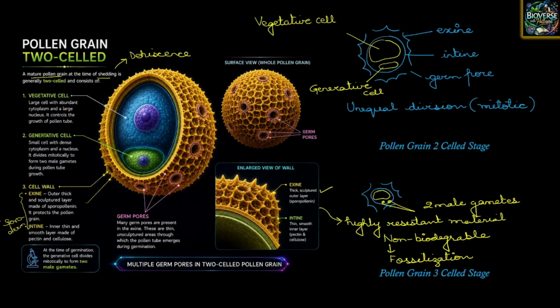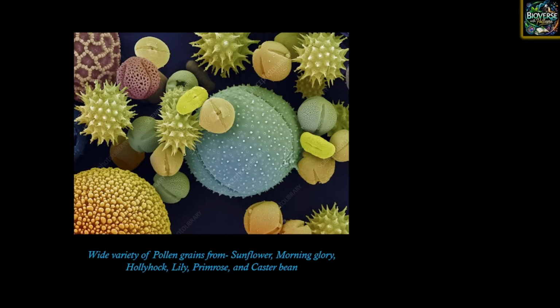So now, children, what you see here is a wide variety of pollen grains that I have brought to you in this slide. So, number of pollen grains, can you see the difference? Each of the pollen grains is going to be different from another. So wide variety of the pollen grains are from sunflower, morning glory, hollyhock, lily, primrose and castor bean.